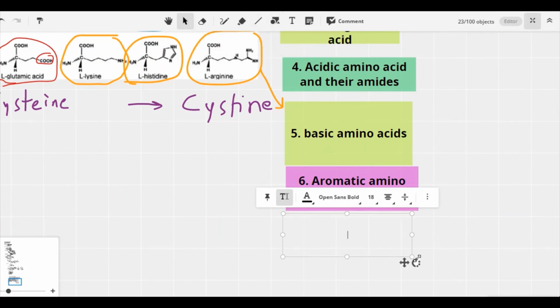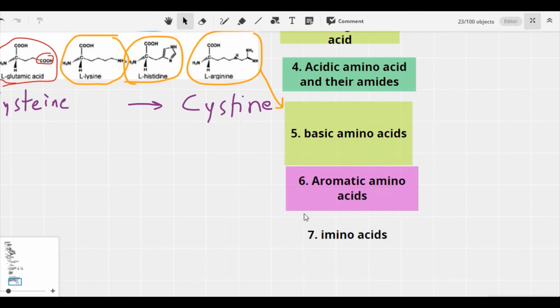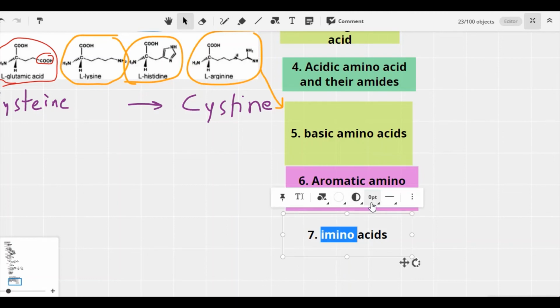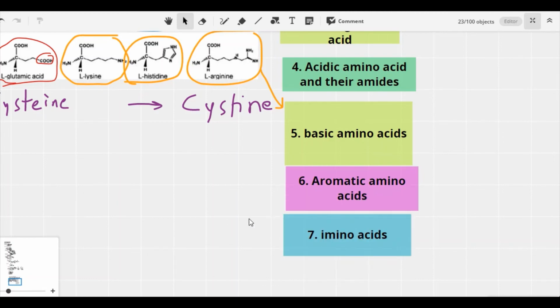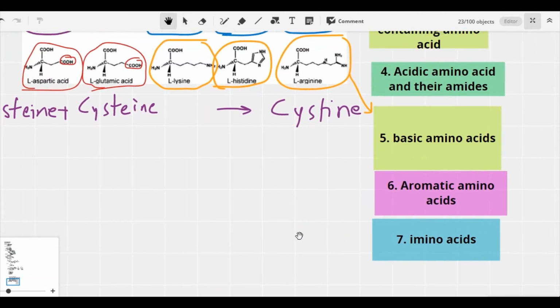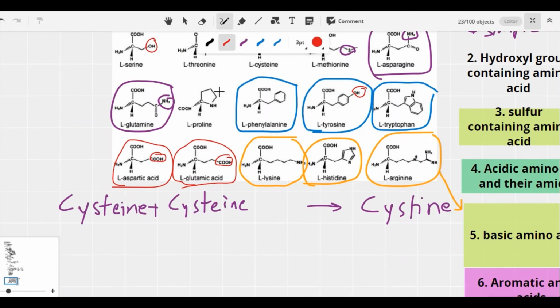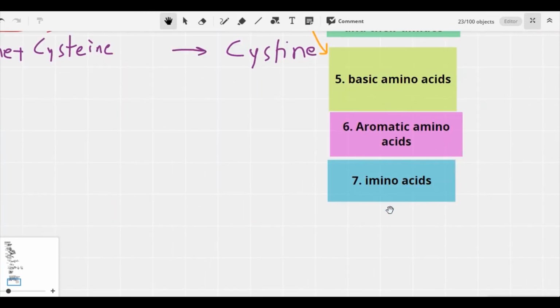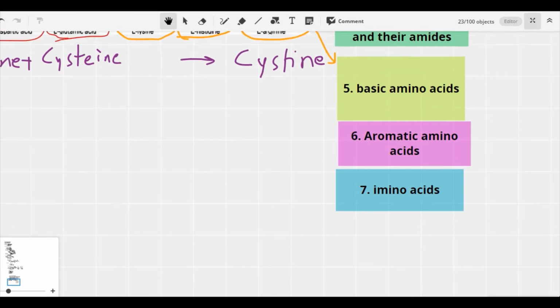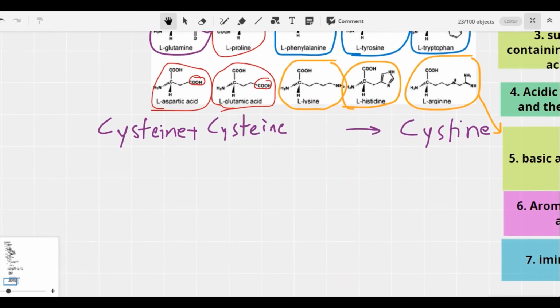here you can write that is amino acids. Okay, so that is placed in the 7th category. Okay, now of the amino acids, you can see here only one amino acid is left, so that is proline. So proline would be considered as containing, here you can see, that pyrrolidine ring.